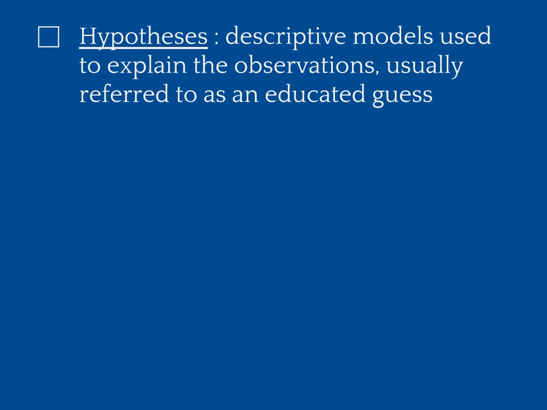Okay, so for hypotheses, descriptive models used to explain the observations. All we mean by descriptive models is you've seen things before, right? Again, we have our background knowledge, so we're trying to fit what we just saw into these models that we've created in our heads. And again, these are referred to as educated guesses because we're trying to fit our observations into what we've seen before.